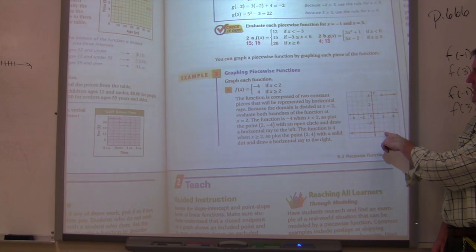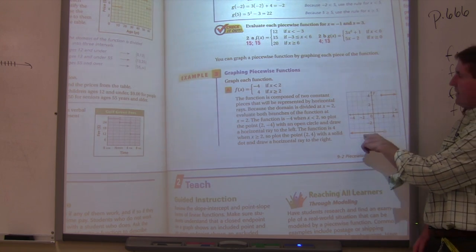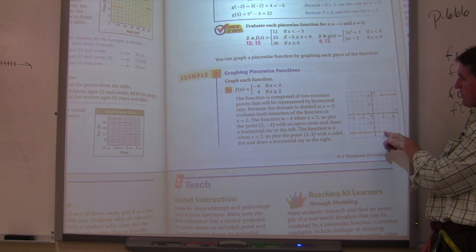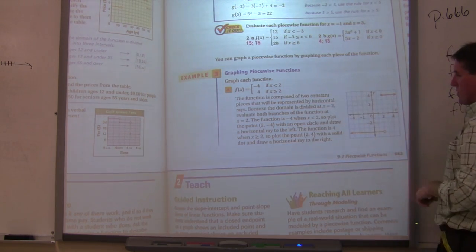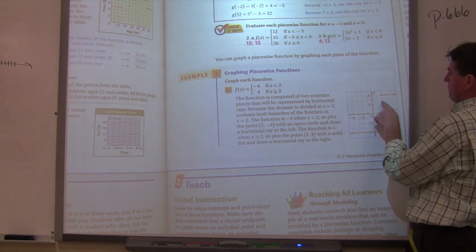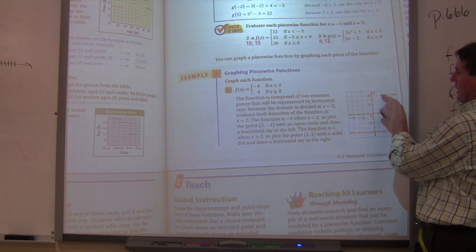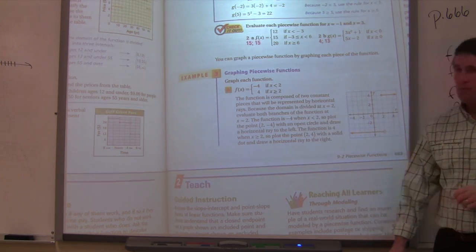It's an open circle because it's got to be less than that. So we put an open circle because that means we start there but it's not included. And we're at -4, so it would just be a horizontal line to the left. And then at x is greater than or equal to 2, we put a closed circle at 4, and it would be 4 all the way to the right because it's that constant.